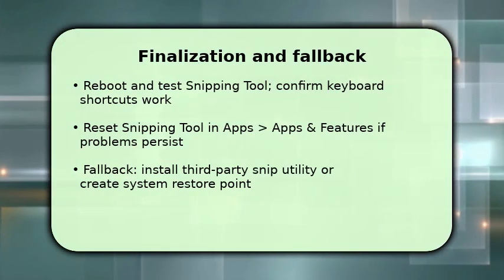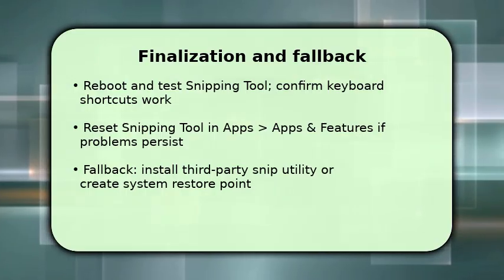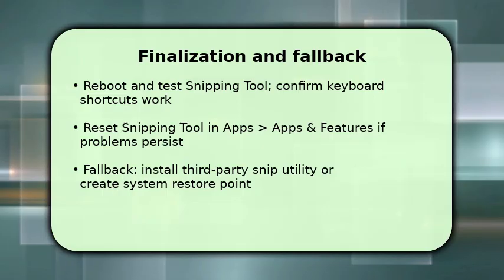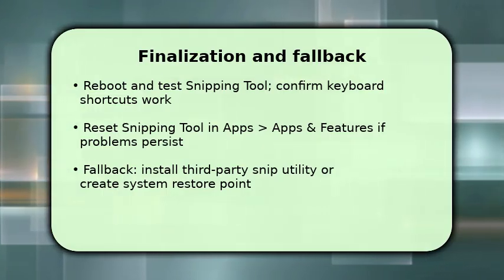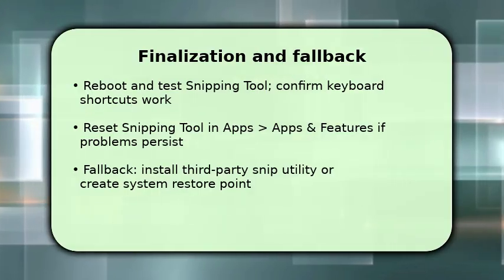After repairs, reboot and test the Snipping Tool and any shortcuts like Win+Shift+S. Verify you can capture, save, and annotate. If issues persist, use Apps and Features to reset the app, which clears its data and often resolves stubborn errors.